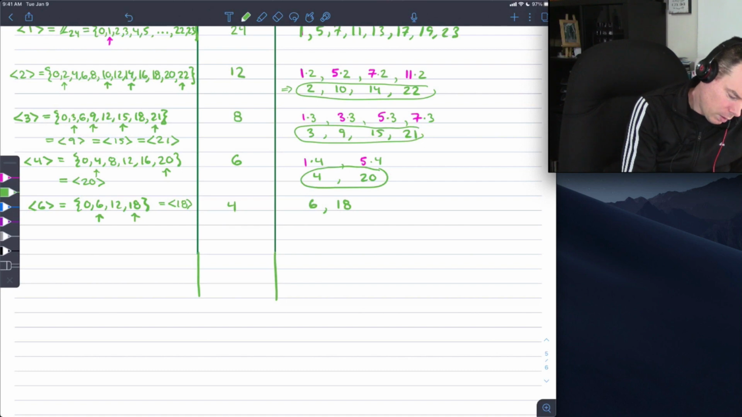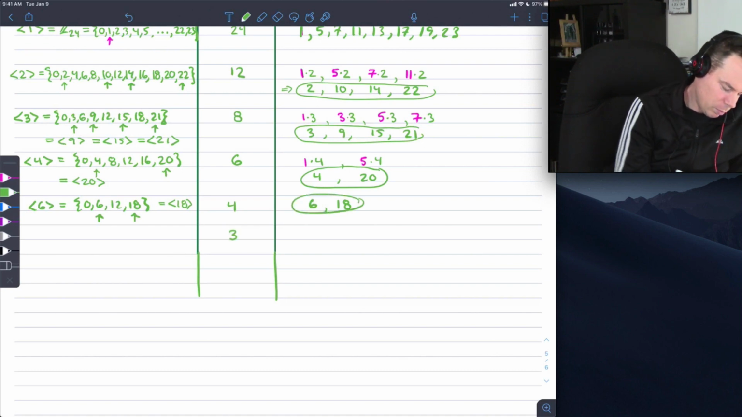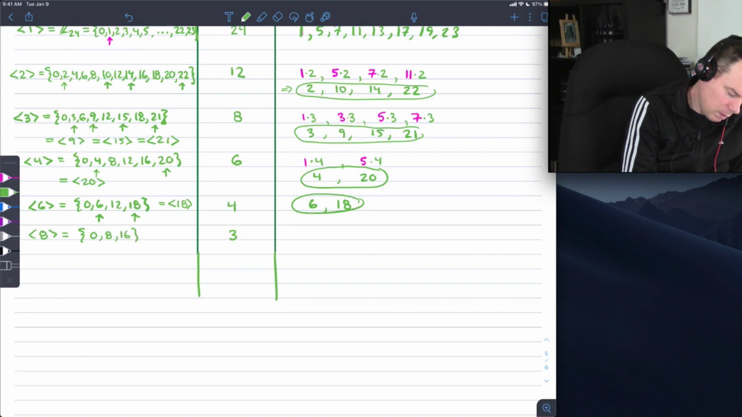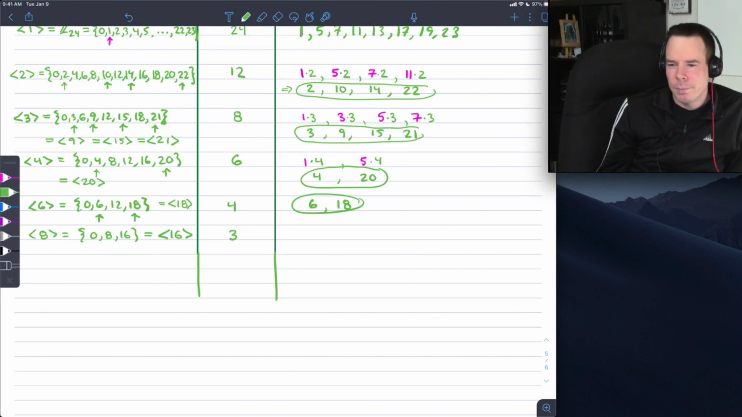Okay, so we've got those 2 generators for this subgroup of size 4. We can also get a subgroup of size 3. That one would be generated by 8, and that would be 0, 8, and 16. But 16 is also a generator of it. That one might be a little bit easier to see. We don't need to do this multiples thing. We just say we've got a subgroup of size 3.